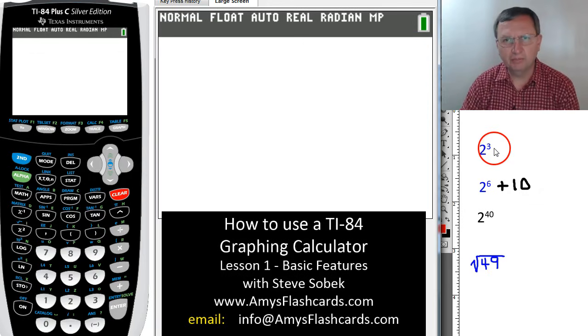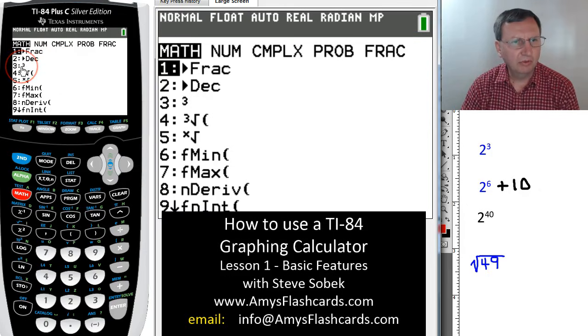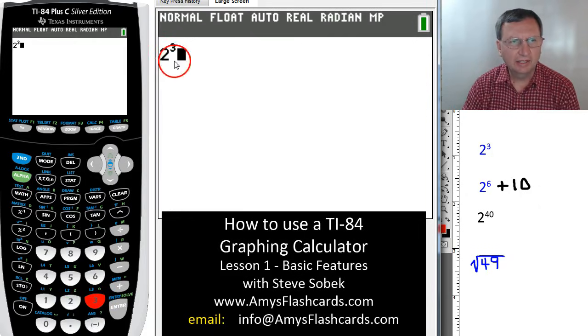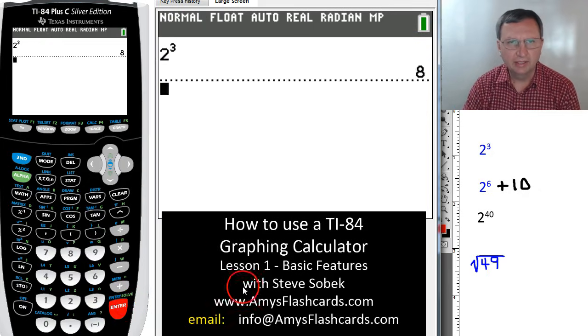2 raised to the 3rd power. Type in a 2, and raised to the 3rd power there's no buttons for that, but if we go into the math menu, here's the math button. Notice that number 3 will cube something for you. So choose number 3, and it put in 2 cubed, and hit the enter key, and 2 times 2 times 2, of course, is 8. So we get 8 just as we expected.